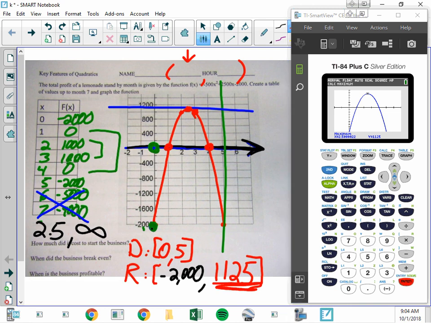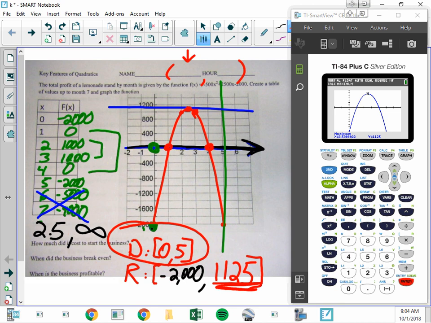Okay, interpret the domain and range in terms of the business. What does this mean in the story? What's that? So it means that the lemonade stand was open for 5 months. Yep.